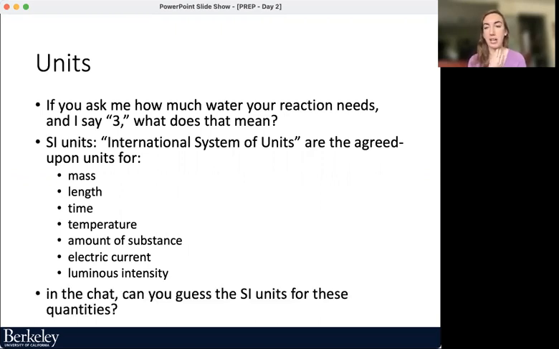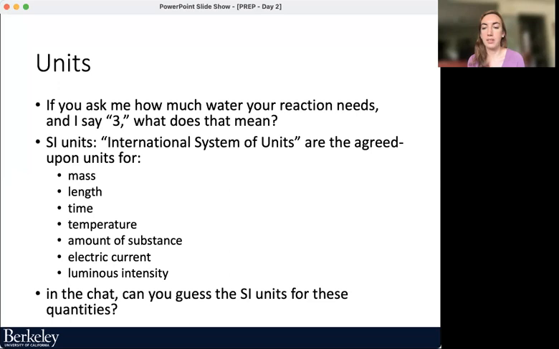So in the chat, in the Zoom room, can you guess the SI units for these quantities? So just throw some units in there. Do you think mass is pounds, kilograms, grams? What do you think? Just any of these you think you might know.